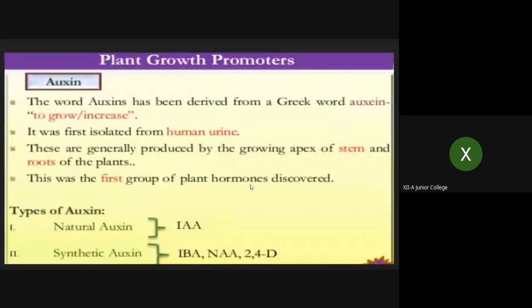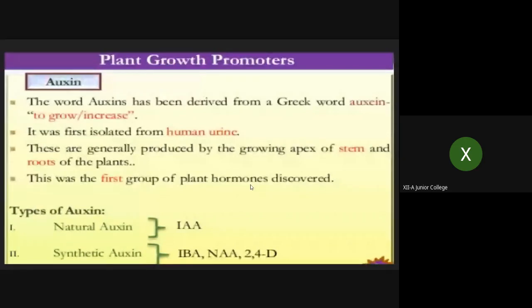Now we'll talk one by one, we will study. First, that is auxin. The word auxin has been derived from a Greek word auxein, which means to grow or increase. And it was first isolated from human urine. These are generally produced by the growing apex of stem and roots of the plants. So the region is what? The growing part of stem and root. Remember, this was the first group of plant hormones discovered.